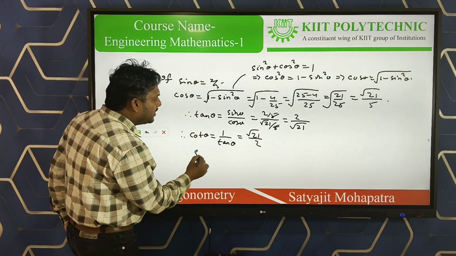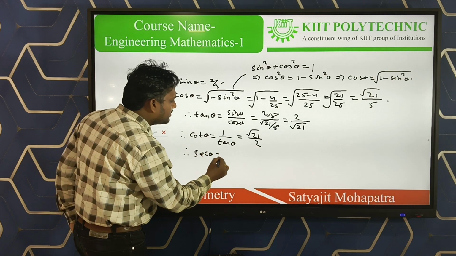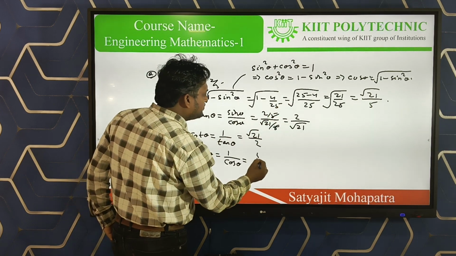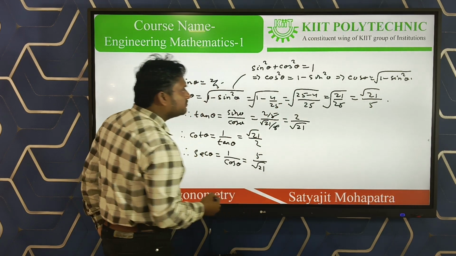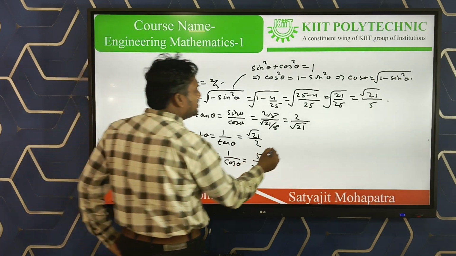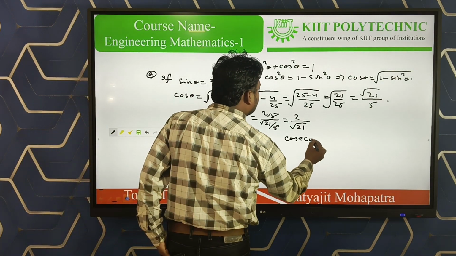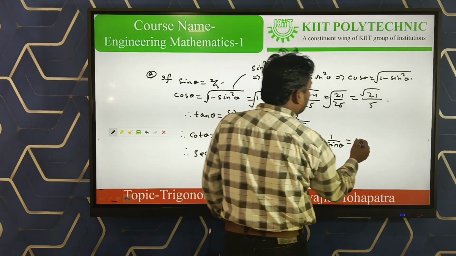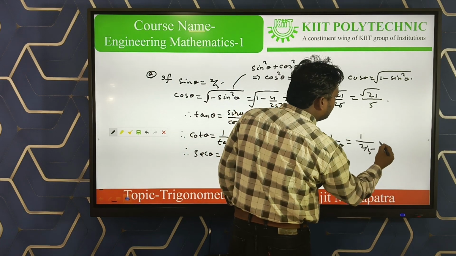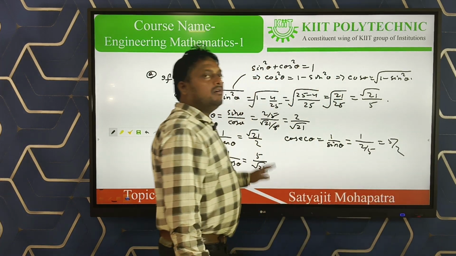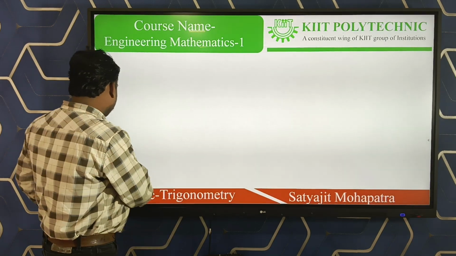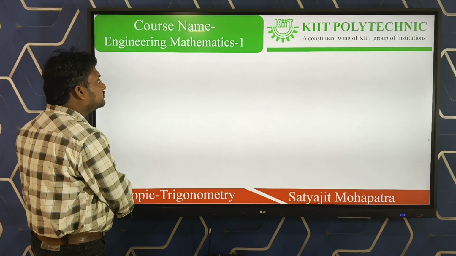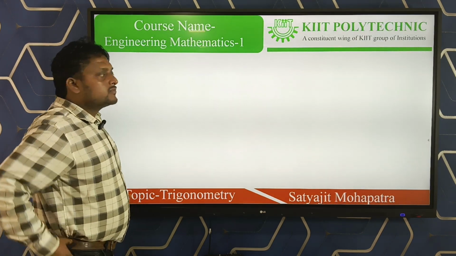After finding cot theta, you have to find sec theta. You know sec theta is the reciprocal of cos theta. If you found cos theta, take its reciprocal, it is 5 by root 21. Then the last one is cosec theta. All of you see, cosec theta is the reciprocal of sin theta. So the sin theta value given here is 2 by 5, 1 by 2 by 5 becomes 5 by 2. Now I think all of you got it.